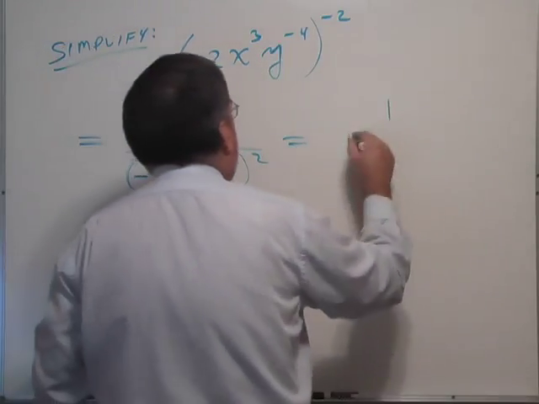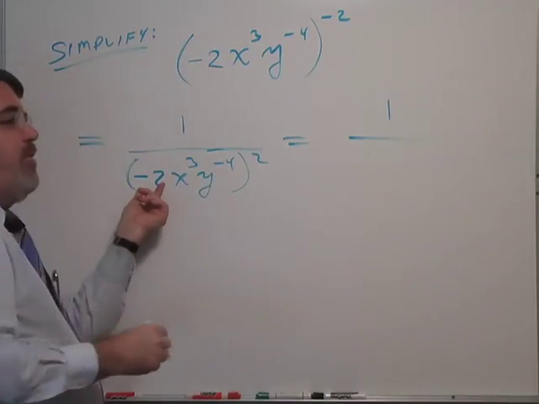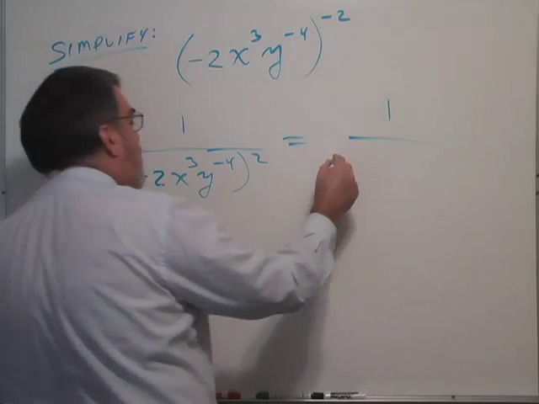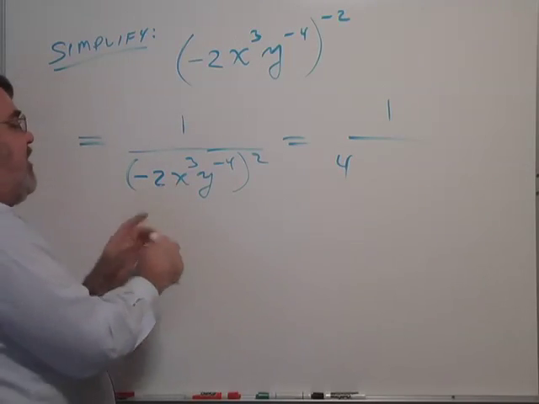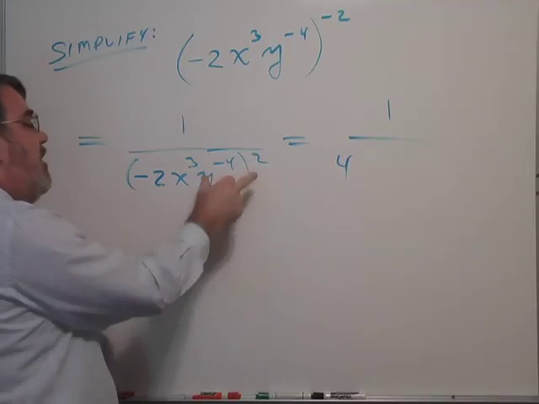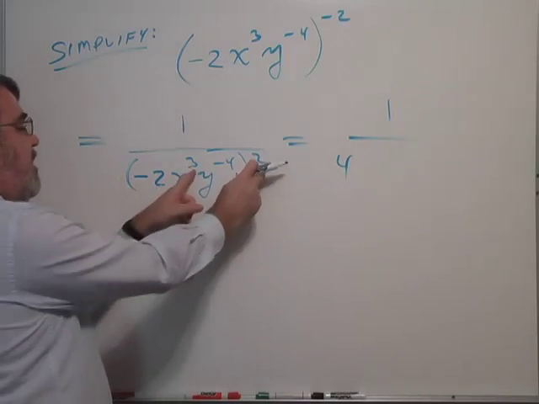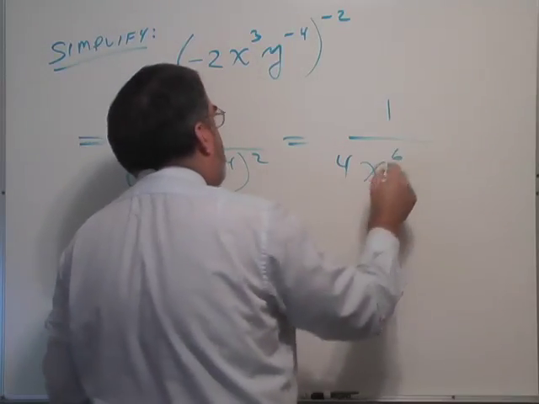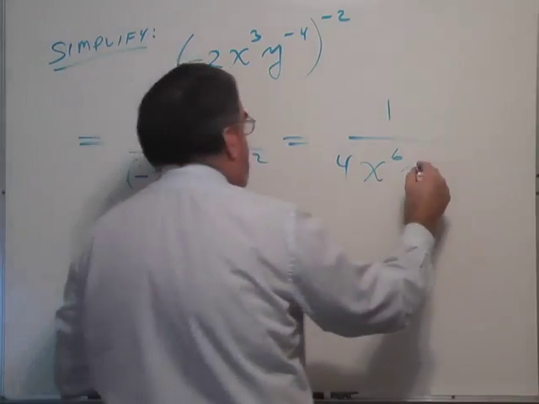And so we end up with 1 over minus 2 squared is positive 4. And what happens here? We're going to multiply exponents, right? X to the third to the second power. I multiply exponents. That'll give me x to the 6th. And then y to the minus 8.